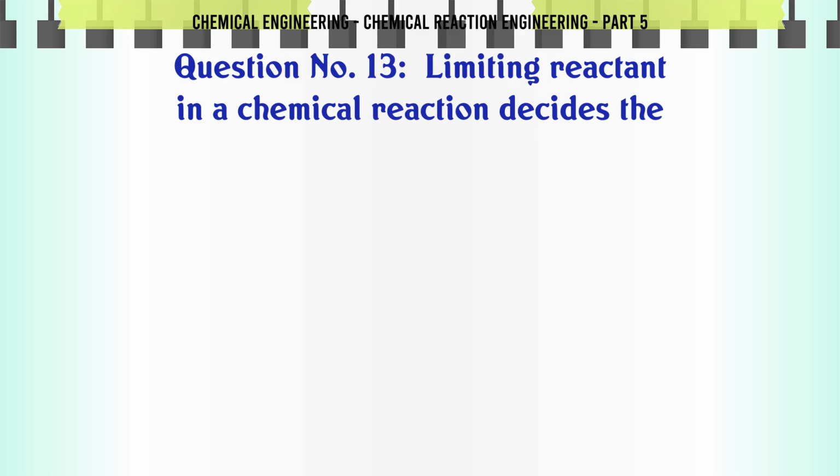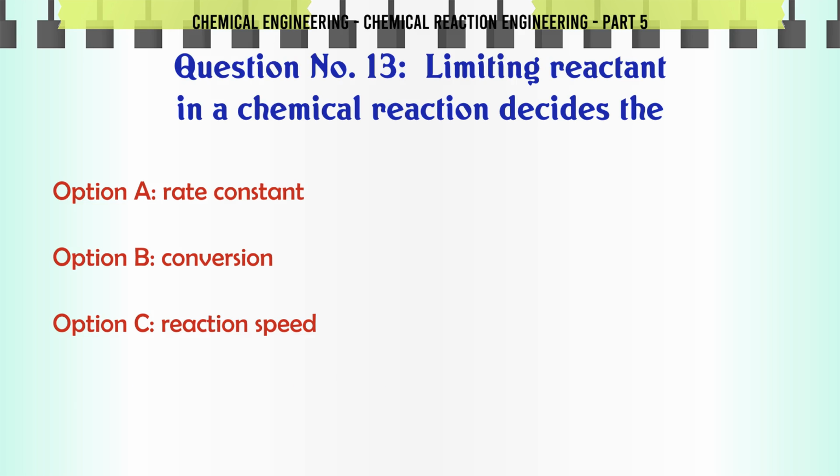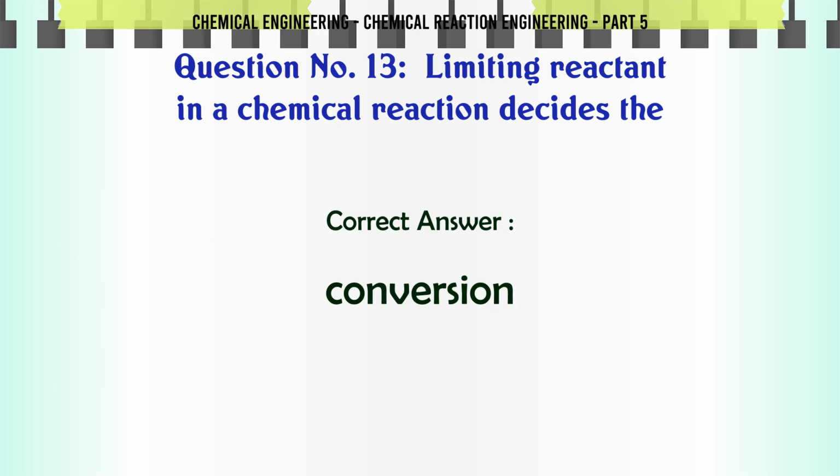Limiting reactant in a chemical reaction decides the: A. Rate constant. B. Conversion. C. Reaction speed. D. Equilibrium constant. The correct answer is conversion.